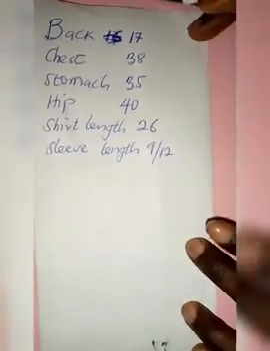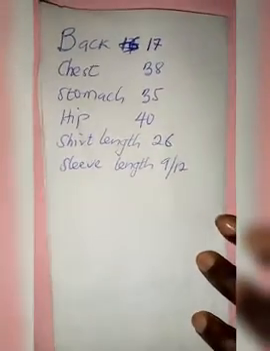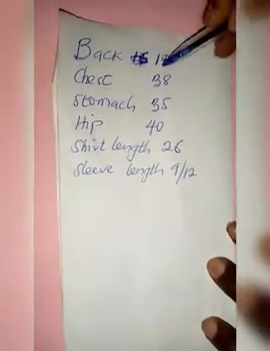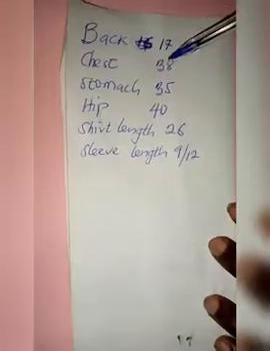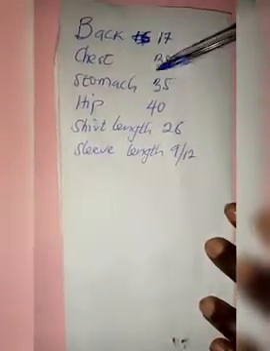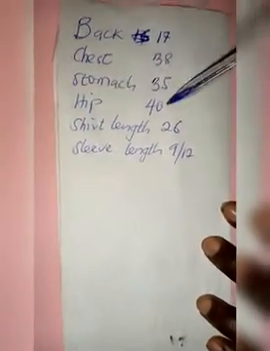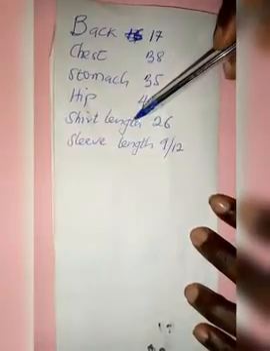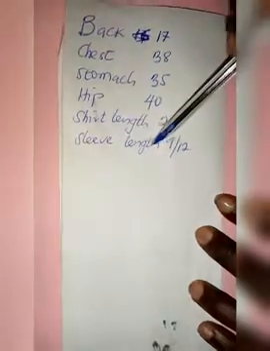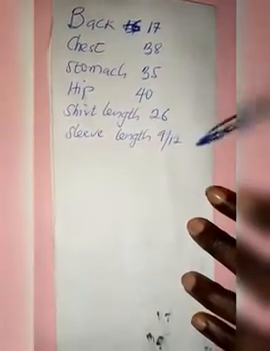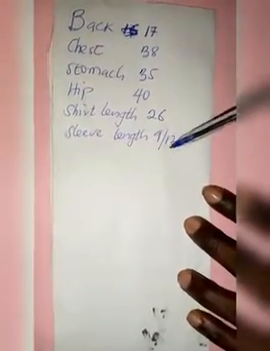Today I'm going to show you the easiest way to draft a shirt pattern. This is the measurement that we are going to use. As you can see, the back is 17 inches. The chest is 38 inches. Stomach is 35 inches. The hip is 40 inches. The shirt length is 26 inches. The sleeve length is 9, and then around arm is 12.